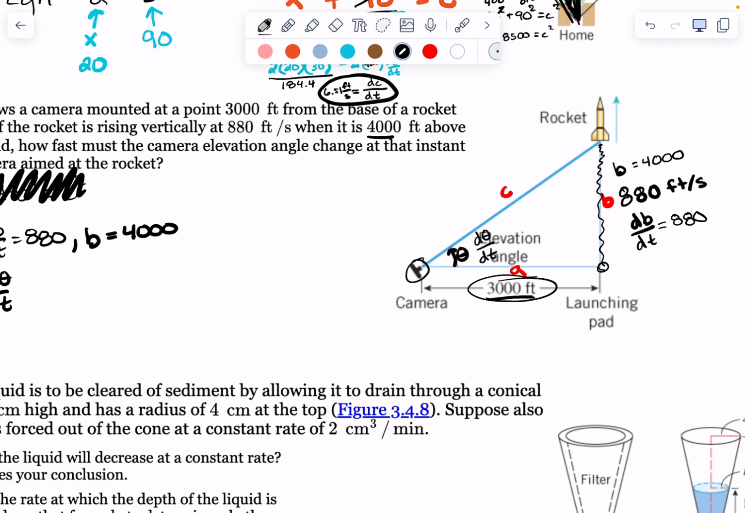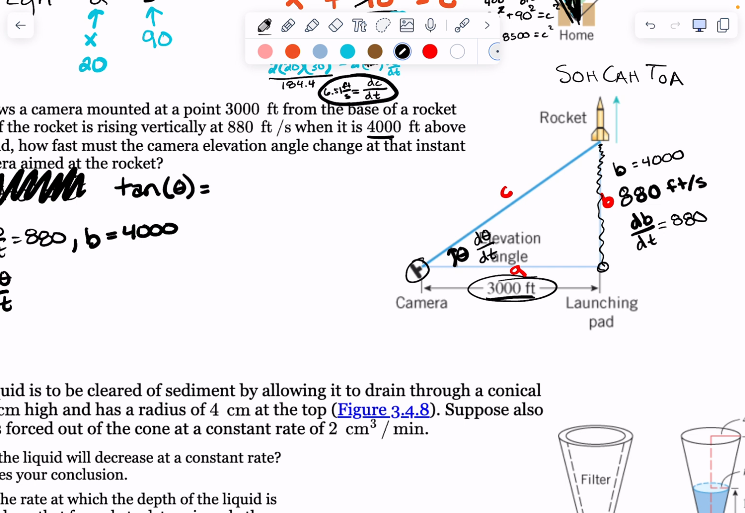SOHCAHTOA, which one is it though? Yeah, it's going to be tangent. Okay, so tangent. My equation is going to be tangent of what? Theta.